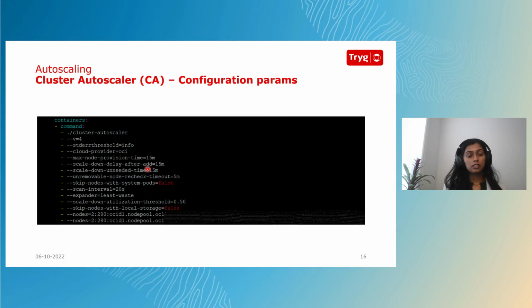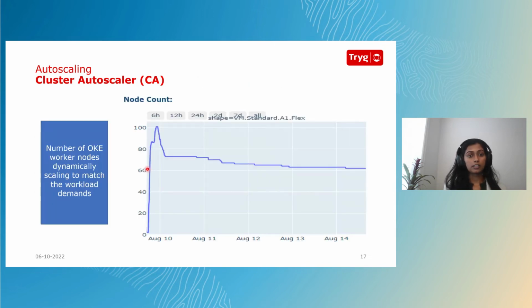So with cluster autoscaler and horizontal pod autoscaler, we get to see the node count over time. So you can see that initially when the load was high, the number of nodes had gone up to 100, and then gradually as and when the load decreased, the node count also decreased. This is on one particular node pool the stats are collected on, which we would otherwise see as a single straight horizontal line parallel to the x-axis.